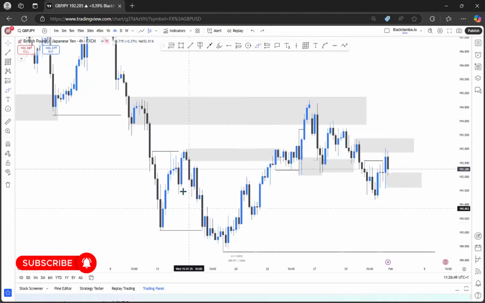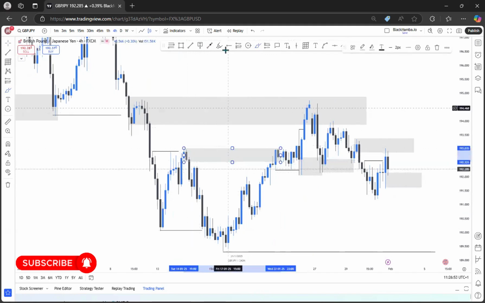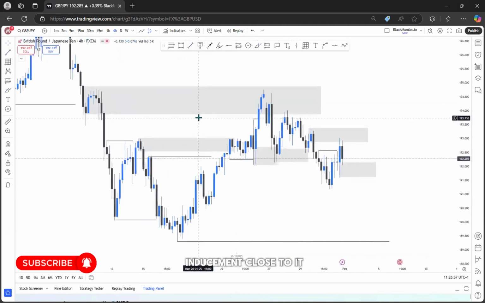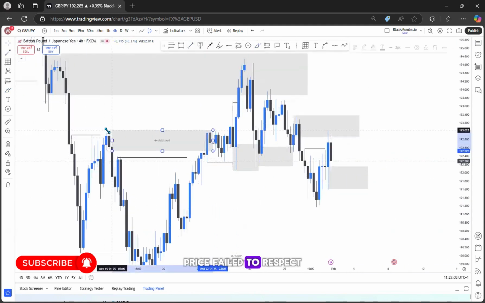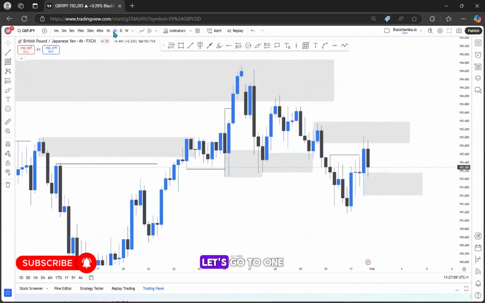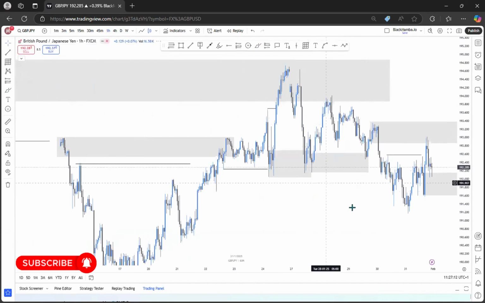And what did price do? Instead of respecting this area that swept liquidity and broke structure, that even has inducements close to it, price failed to respect this high, then broke structure to the upside. Let's go to 1 hour so that it will be more clear.